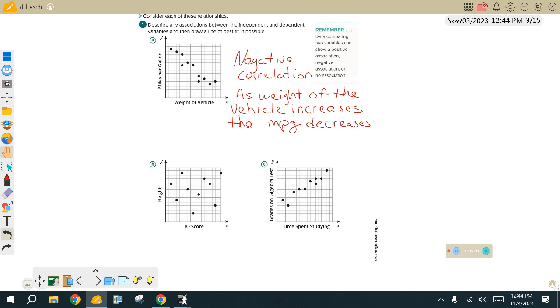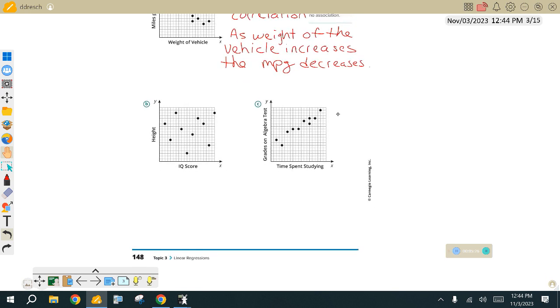Now let's go look at the other one, letter C. What does my axis say on letter C? Time spent studying and grade on the tests. Generally, what happens there? Usually, if you spend more time studying, you start to see a better grade. Typically. Does it always happen? No. But generally, we see a positive correlation with that. And that's why your eyes are going up there. We say a positive correlation.